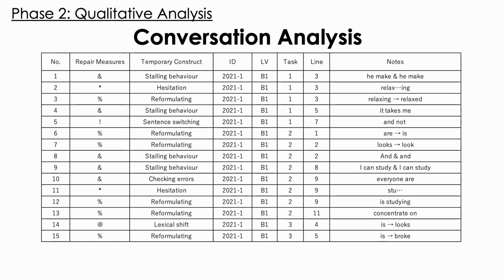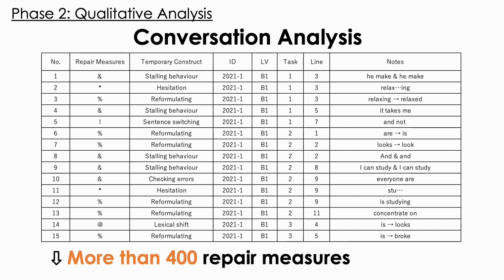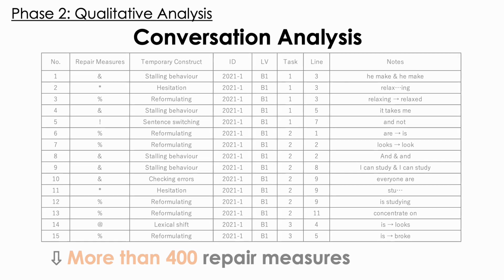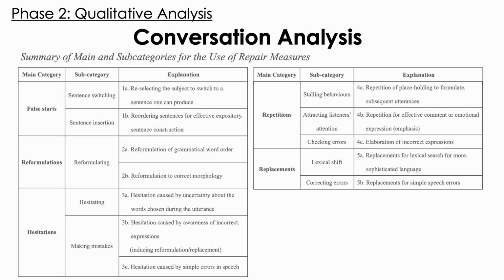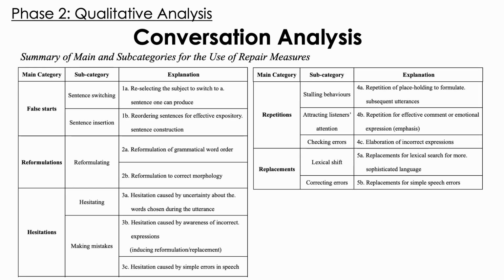As for qualitative research, I utilized conversation analysis. This is an example of the list that I made to look into each repair measure. There are more than 400. As a result of conversation analysis, I categorized common features of each of the 5 measures. I'll show you some examples later.